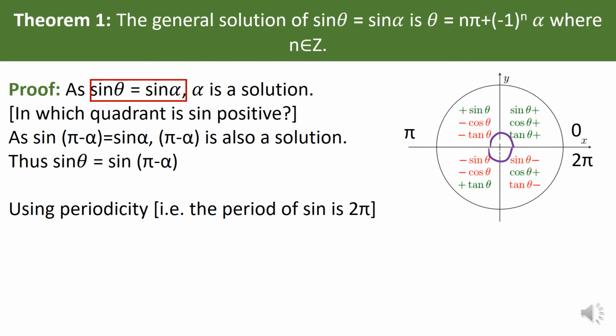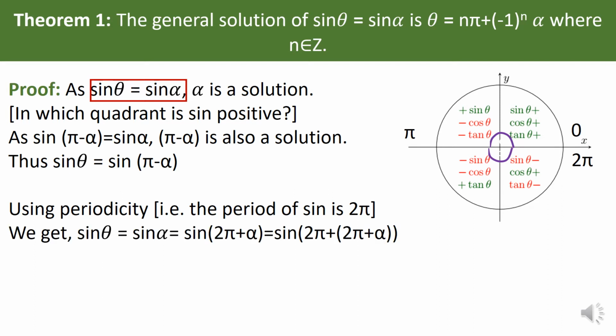So the period of sine is 2 pi and therefore we can write sine theta is equal to sine alpha. From the first statement, sine theta is equal to sine alpha is equal to, when we complete a period, that is when we complete a distance of 2 pi, sine 2 pi plus alpha. Once again when we complete the circle, it becomes 2 pi plus 2 pi plus alpha. And once again when we complete one more circle, it becomes 2 pi plus 2 pi plus 2 pi plus alpha. And so on and so forth. We can just go on and on.